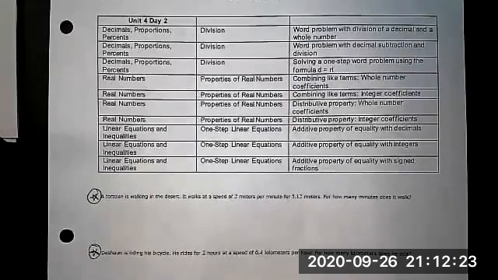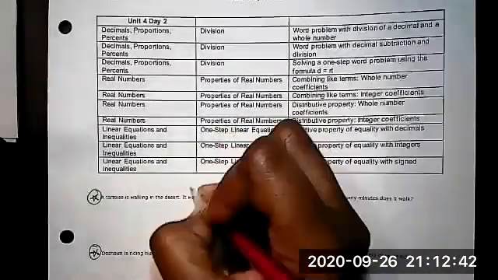All right, so the first one says, a tortoise is walking in the desert. It walks at a speed of 2 meters per minute for 5.12 meters. For how many minutes does it walk? Believe it or not, you'll see this in Canvas, and you'll see it in Alex as well. This is distance equals rate times time.